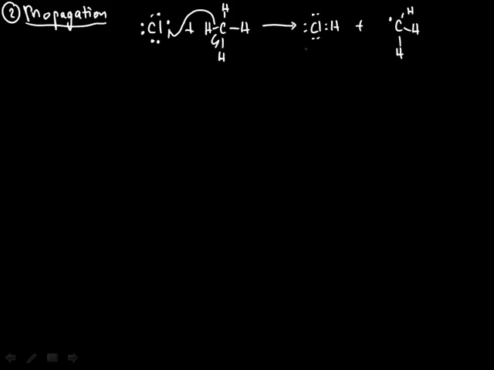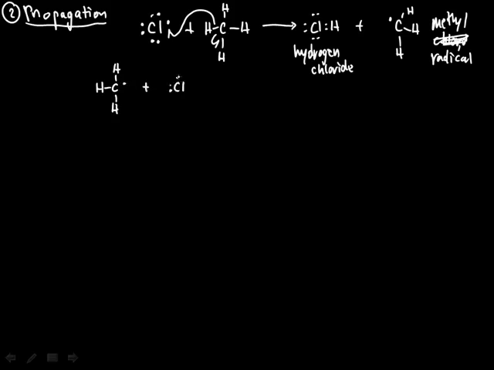Okay, so this is hydrogen chloride, a stable molecule, which is one of our reaction products, but this is a methyl radical, which is not stable. Now, methyl radical, again, is unstable, and so now it is roaming around and looking for something to take an electron from, and what it encounters is another molecule of chlorine.